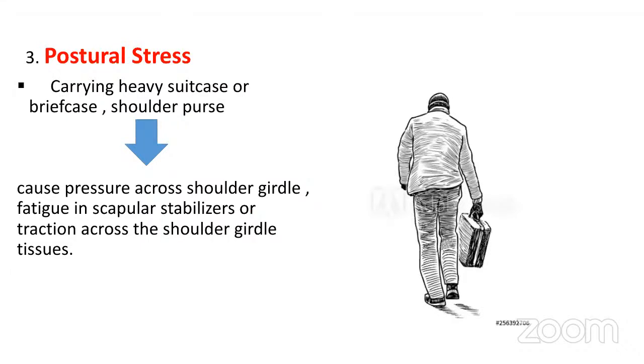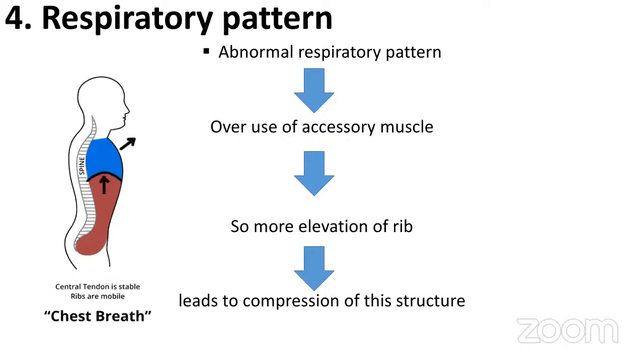Next is respiratory pattern. You can see here in this picture. What happens if a person has an abnormal respiratory pattern? Then there is overuse of accessory muscles. For example, if the scalene muscle is overworking, it will pull the first rib in an upward direction, and it will lead to compression of the neurovascular structures in the interscalene triangle and costoclavicular space.